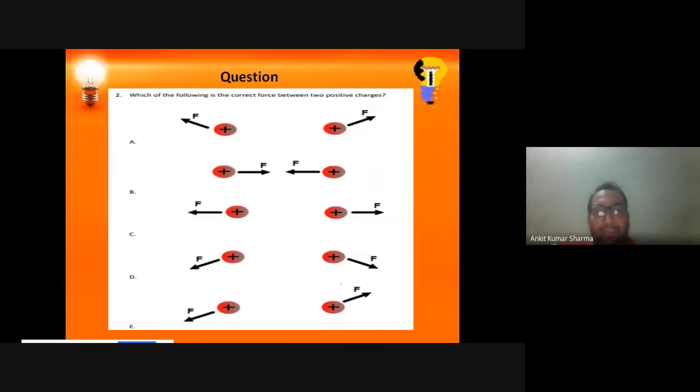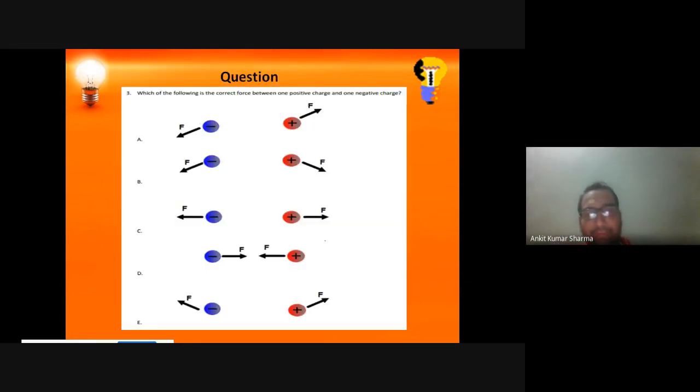The next question: which of the following is the correct force between two positive charges? It is the same as the previous question. We already discussed that if one charge is positive and one charge is negative, they attract each other. If both charges are the same, plus plus or minus minus, they repel each other. So what is the exact answer? The exact answer is C.